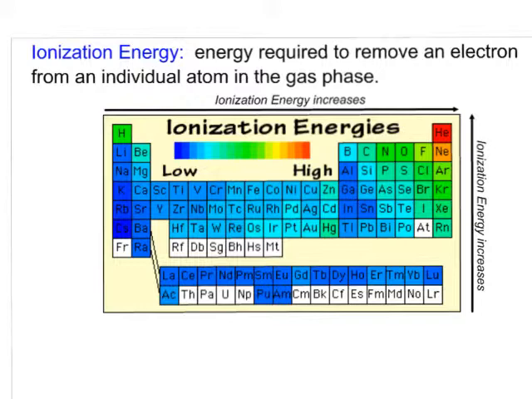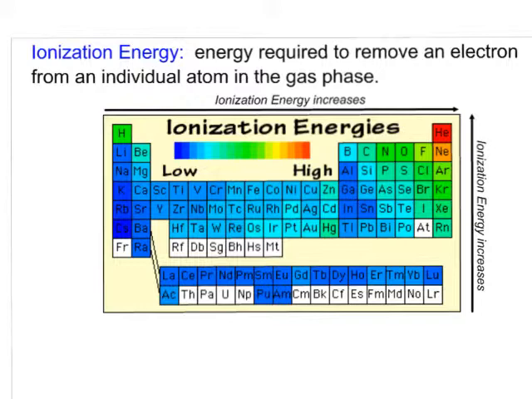Let's now look at ionization energy. Ionization energy is the energy required to remove an electron from an individual atom in the gas phase. So it's very much related to electronegativity. We see up here that helium has a very high ionization energy, and what that means is that it takes the most energy to remove one of its electrons than it does to remove an electron from anyone else on the periodic table, any of the other elements.